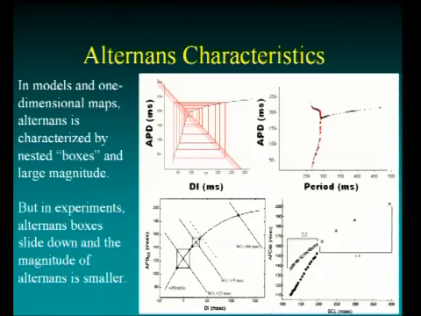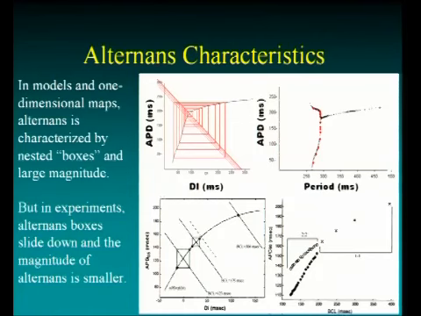And that's important, and it's also a very large magnitude, because it turns out that that's not really what you see experimentally. In experiments, these boxes basically slide along the curve. So they may change in magnitude a bit, but basically they're sliding down the curve. They're not concentric, they're not nested anymore.